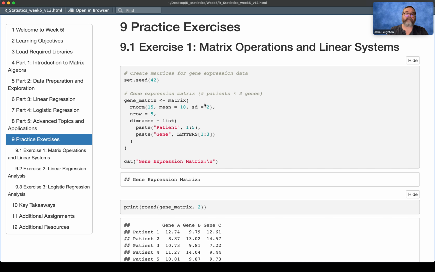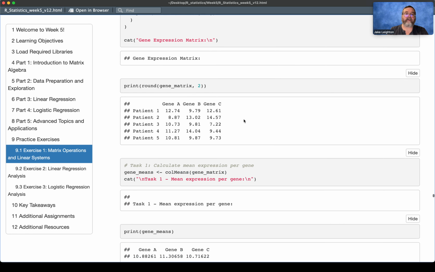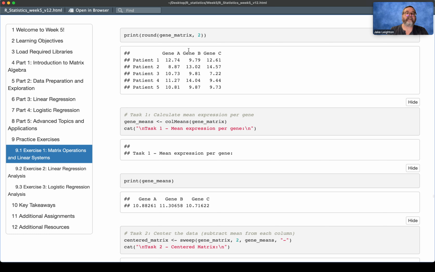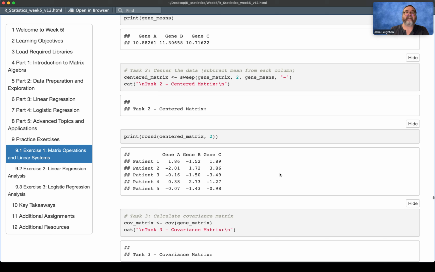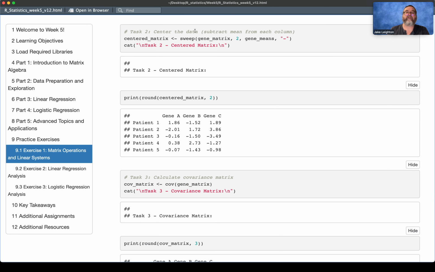I'm just going to make a new data set here to do some matrix operations, just some patients and genes once again. Just a reminder, if you want to calculate the mean of a column, it's colMeans. That would give us the gene expression per patient, for example. A new concept is centering the data. We'll be using that later.